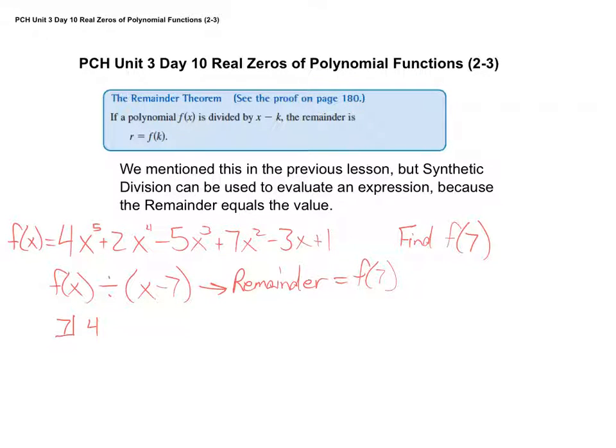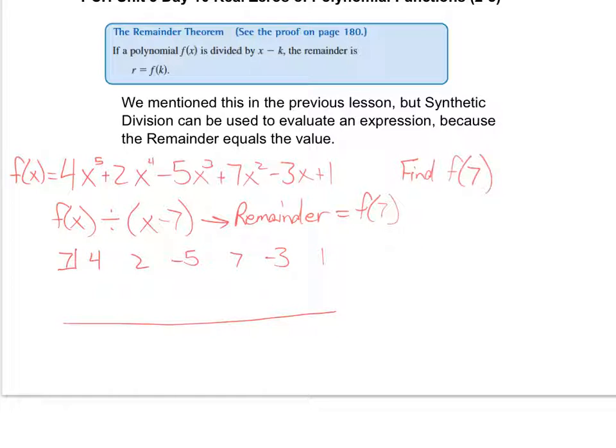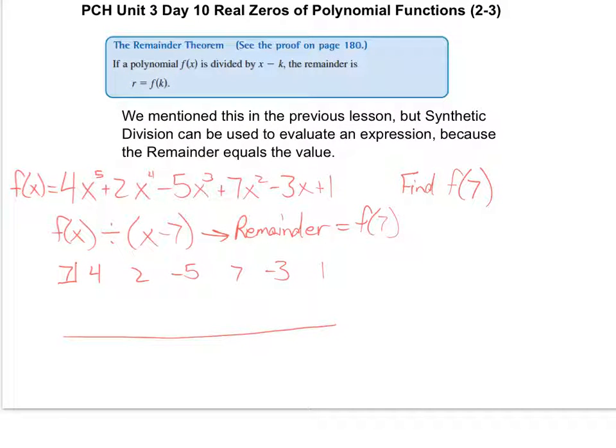Then you just have 4, 2, negative 5, 7, negative 3, and 1. Your numbers might get a little bit big with this, but they're probably not going to get as big as if you had to do 4 times 7 to the 5th. So let's work through this process. This will also help refresh our memories on synthetic division. Remember, we add down, then we multiply over. So now it's 28. We add down and we get 30. We multiply over, so now we're up to 210.